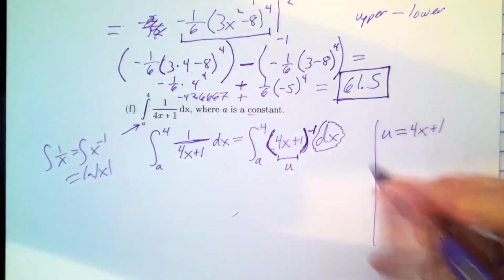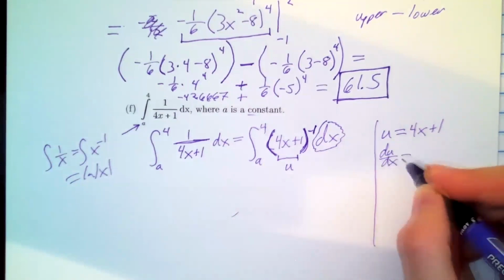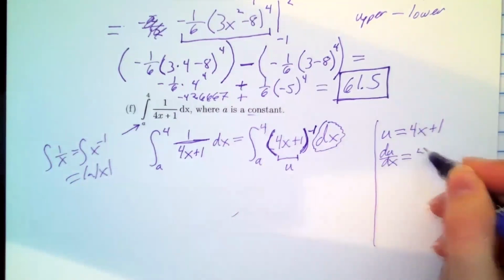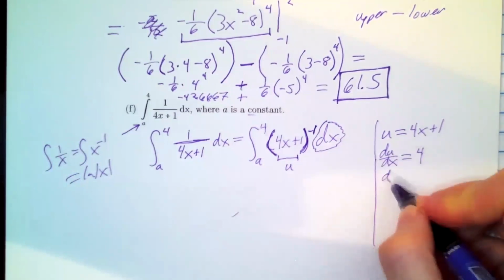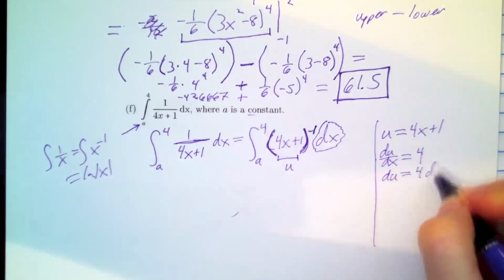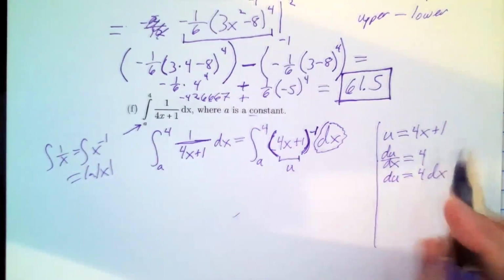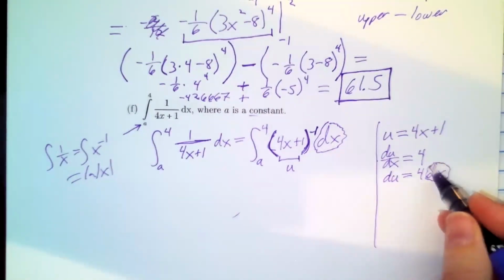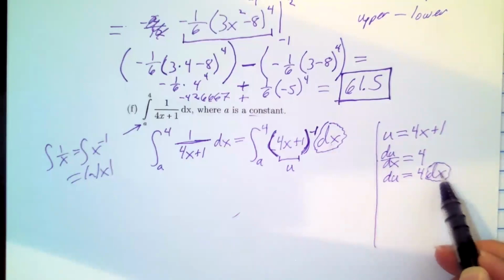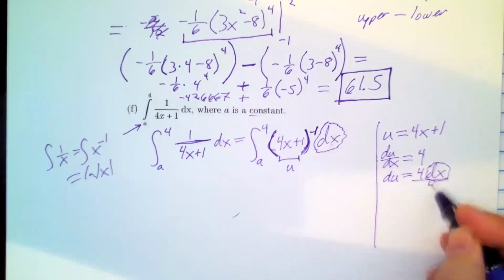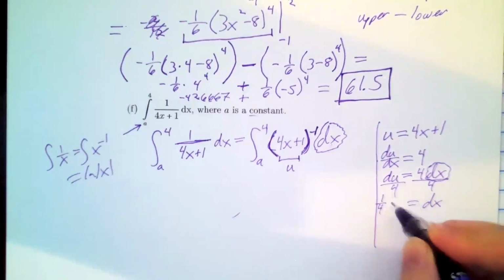So to figure out what my dx is supposed to be, I take the derivative of u. du/dx is the derivative of 4x, which is 4, and the derivative of 1 is 0. Solve for du by multiplying both sides by dx. du is 4 dx. I'm looking for a dx somewhere over here, and I have a dx right there. If I want to trade this piece out, I've got to solve for what this dx equals. So I'm going to divide both sides of this equation by 4. dx is du divided by 4, or 1/4 times du.